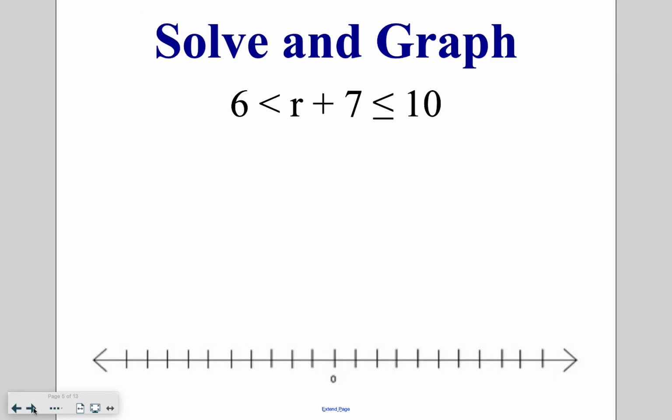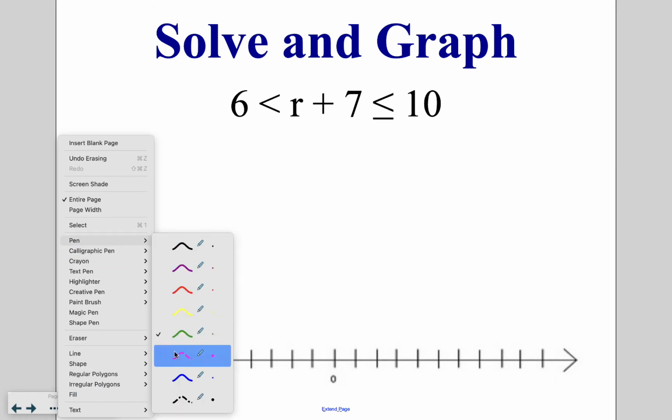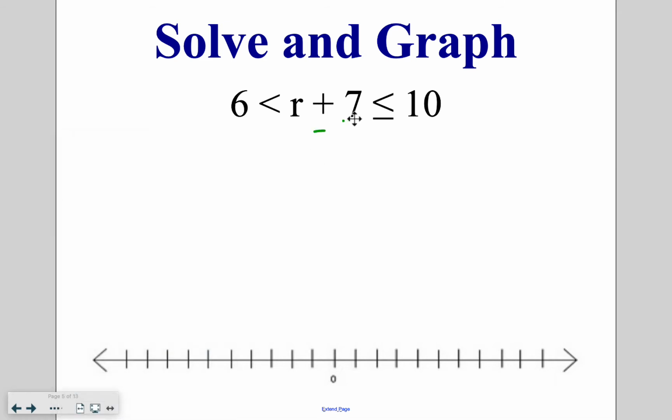You can also see intersections written as one big inequality statement. This is read as 6 is less than r plus 7, which is less than or equal to 10. When you solve this version, if you take away 7 from the middle, between the two inequality signs, you have to take away 7 from both of the outside values. So our final statement becomes -1 is less than r, which is less than or equal to 3.